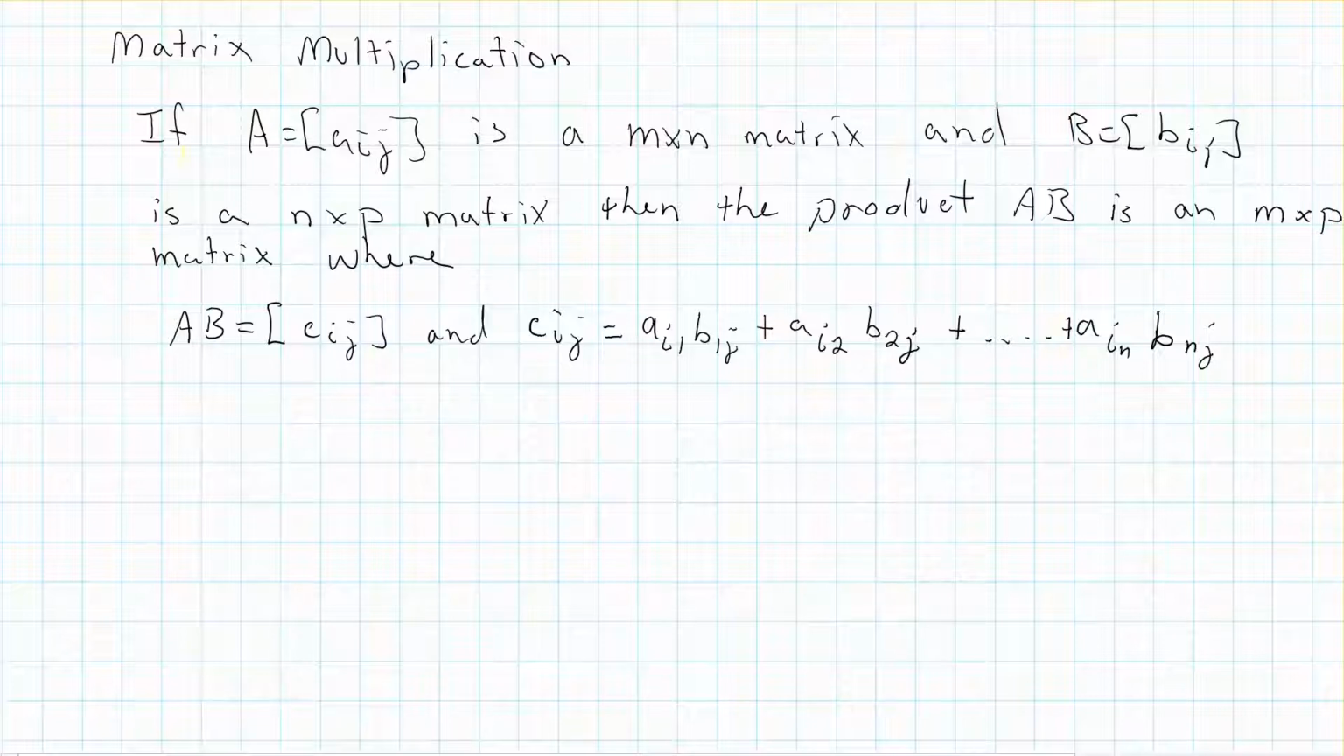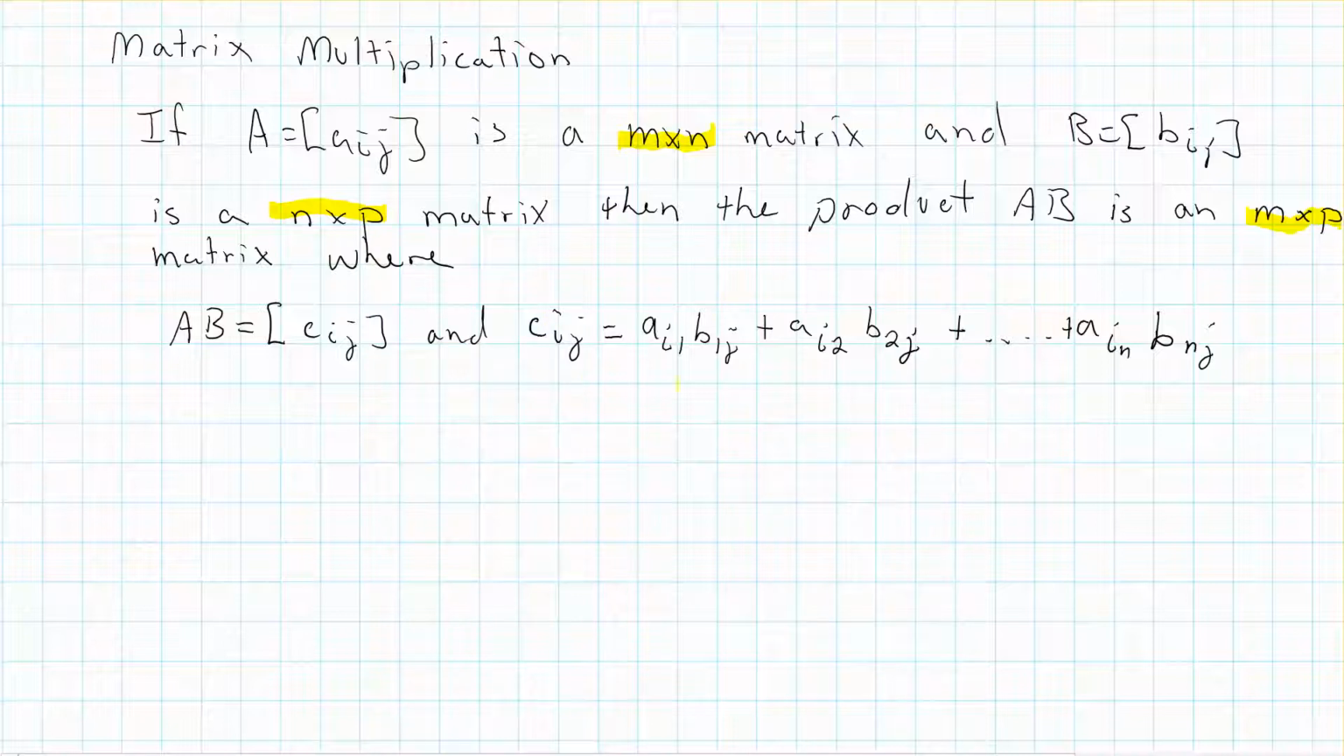So first off, we have A as a matrix, and I want to point out right away what the dimensions are: m by n, and then B is an n by p matrix. Then we have the product AB. Now the dimensions of that, or the order, is an m by p matrix, where A times B is equal to Cij, and then we have a weird formula for Cij.